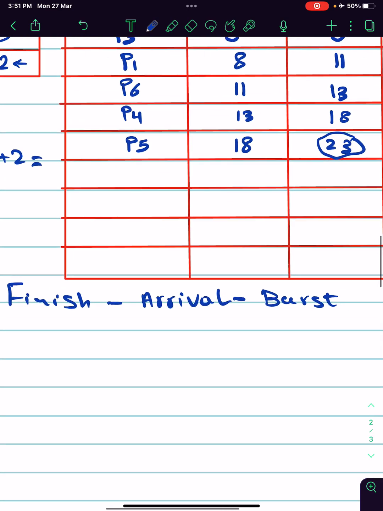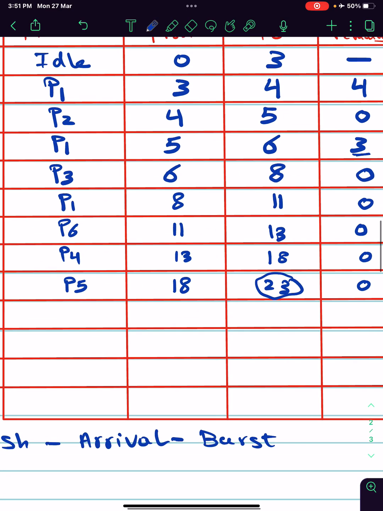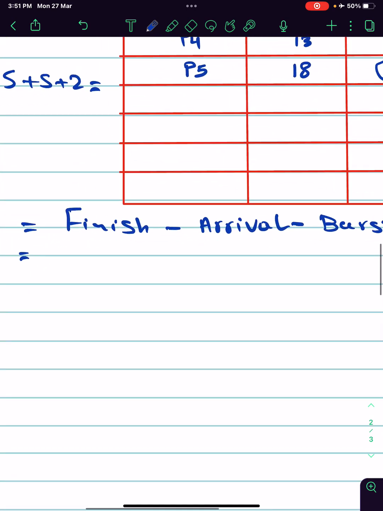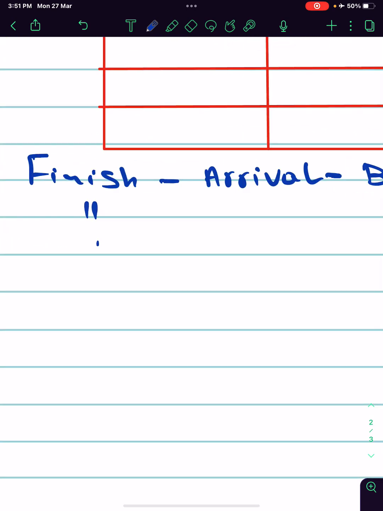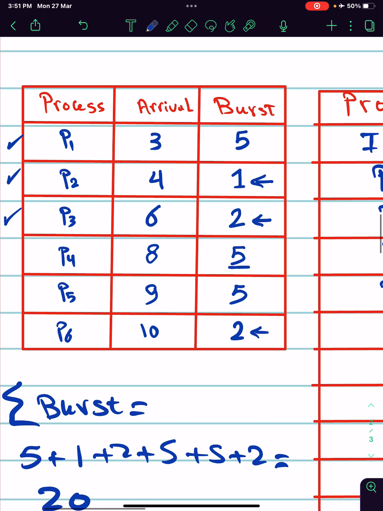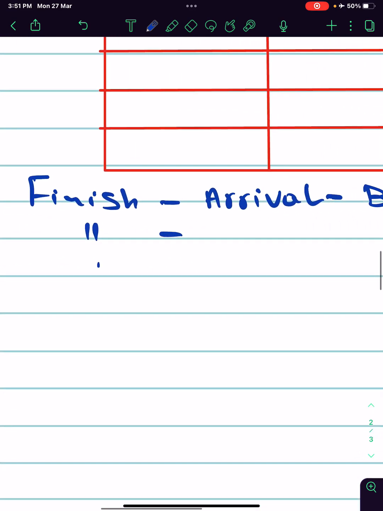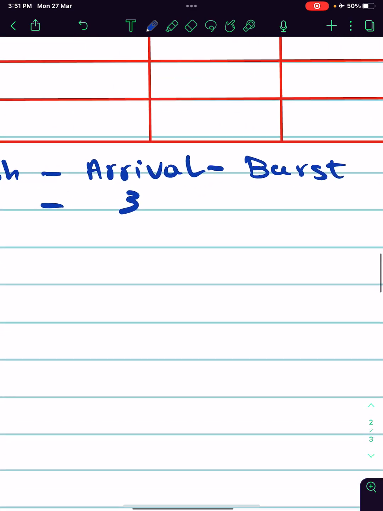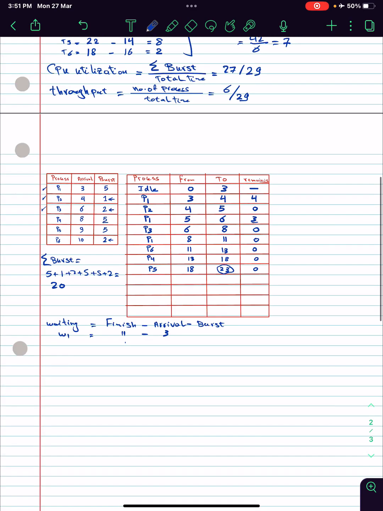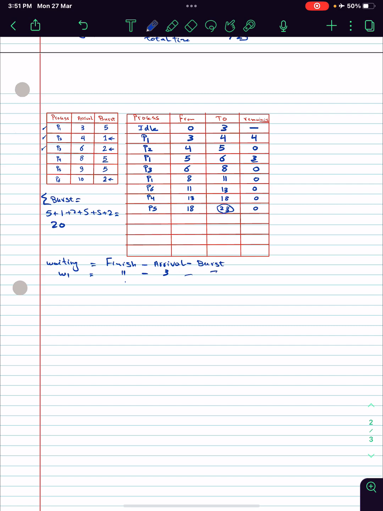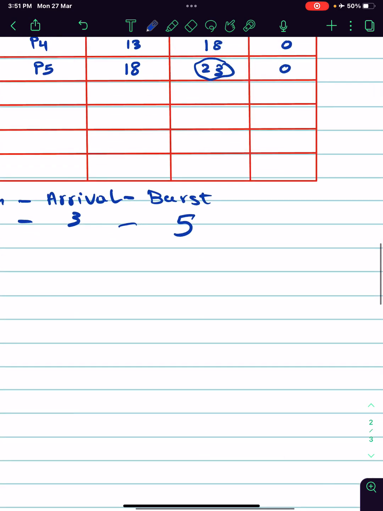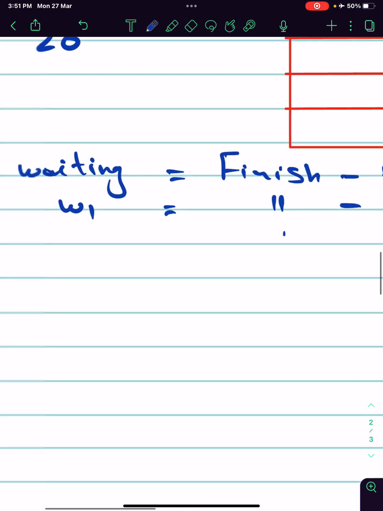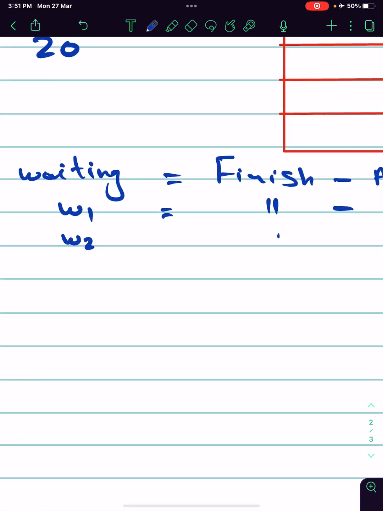So W1 for process 1. Process 1 finished at time 11. Here it is. Sorry. And P1 arrived at time 3, and it has a burst of 5. So the waiting time here is 3. Okay. Waiting 2.